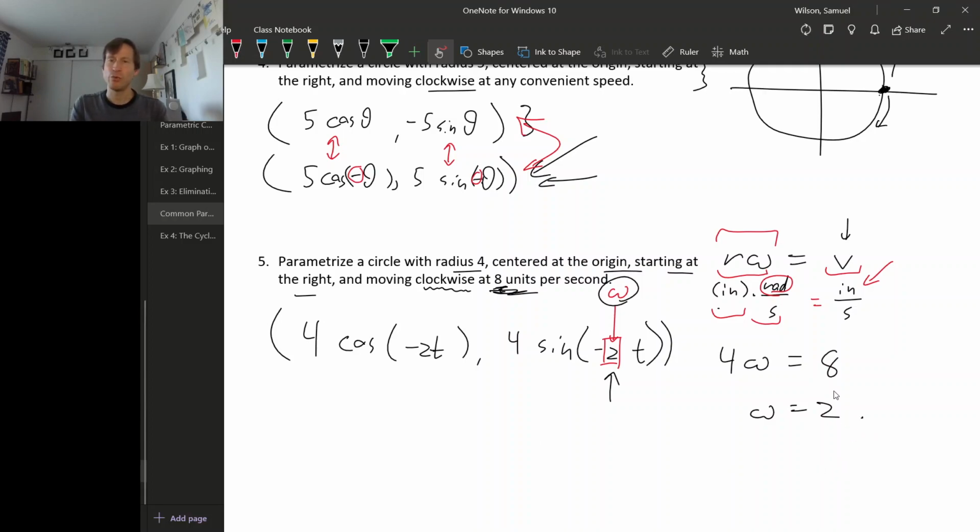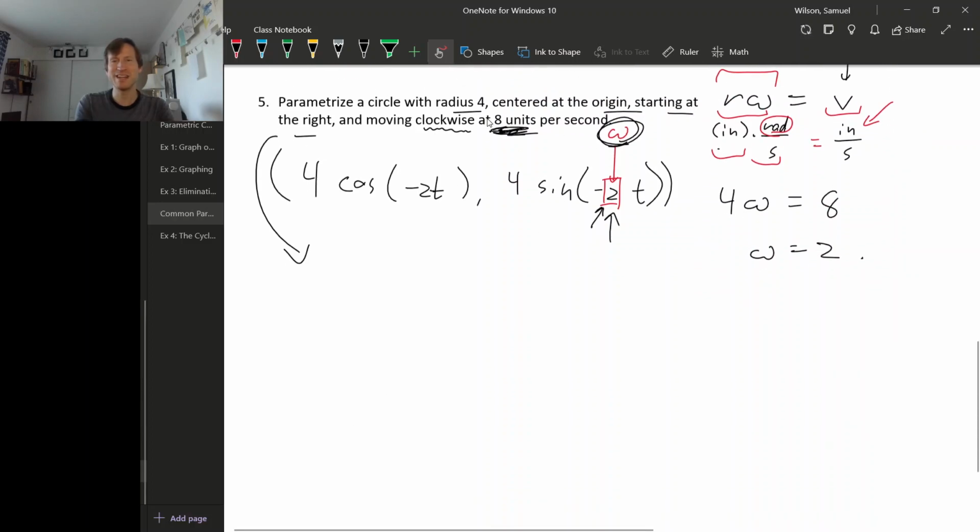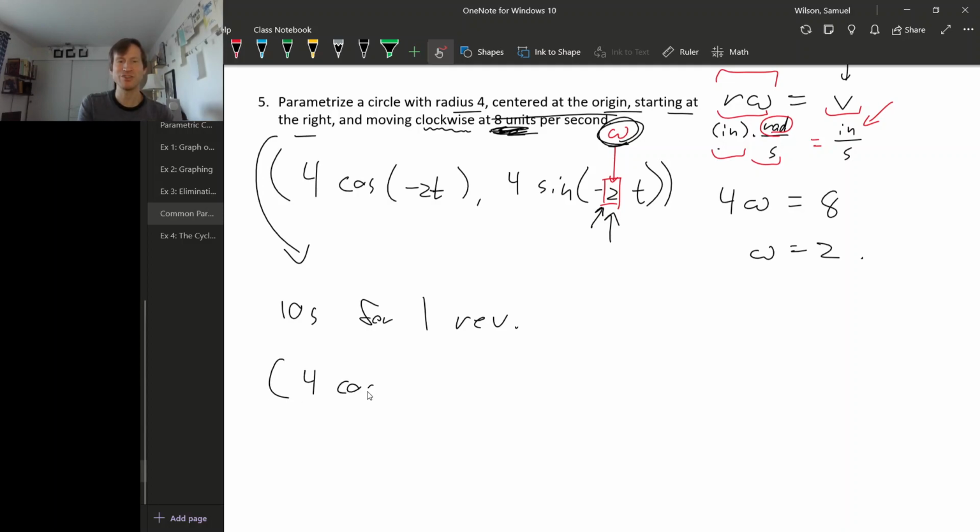Okay. So if you know how fast you want the object moving around the circle to be moving, you can figure out what coefficient to put in here next to your time variable. Another way this shows up sometimes is you might know how long you want it to take to make a complete revolution. So let's do this one again, but now instead of 8 units per second, let's say it takes 10 seconds for 1 revolution. So since the radius is still 4 and we're starting at the right, we're still going to have 4 cosine theta and 4 sine theta. Since we're going clockwise, we need a minus, and let me not use theta, let me use t.